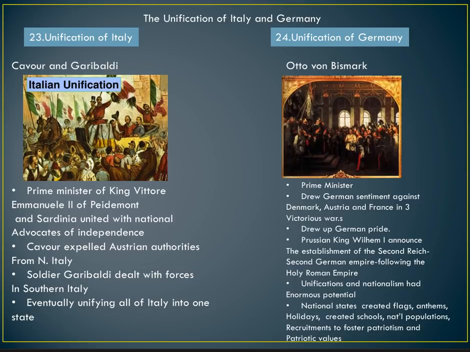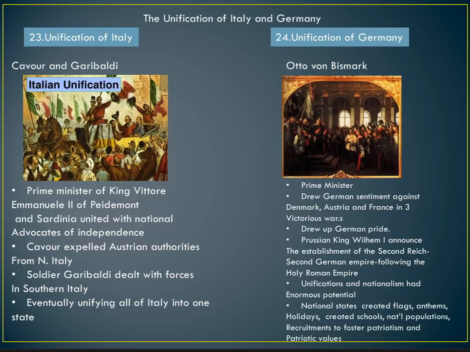Again, the idea of cultural nationalism, political nationalism. He's going to draw up that German pride. And the Prussian King William I will announce the establishment of the Second Reich, the Second German Empire, following the Holy Roman Empire. So the Second Reich. Reich means empire. All right? And he's saying we're claiming this. The Holy Roman Empire was the First Reich, and so now they're the Second Reich. And if you remember in World War II, Adolf Hitler's Germany will be the Third Reich, the Third Empire.